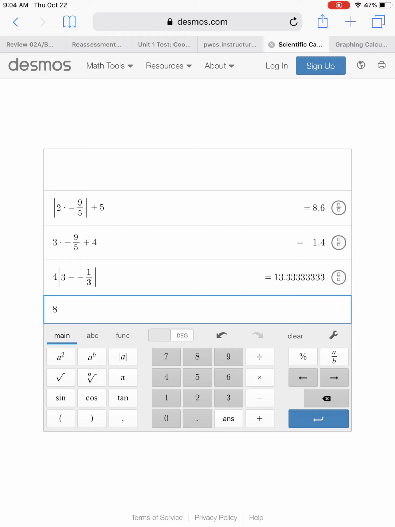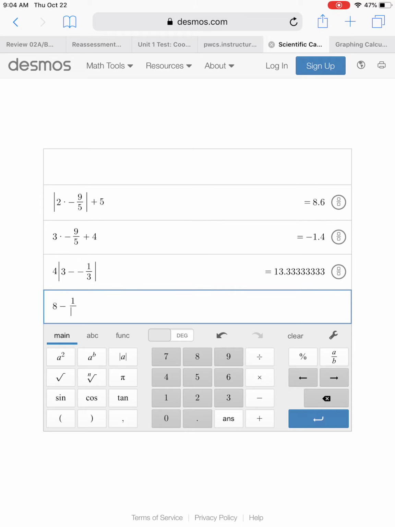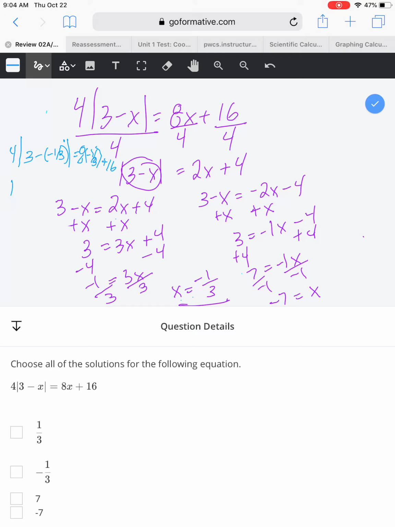8 times negative 1/3 plus 16. Oh no, this is minus. Sorry about that. So 8 times negative 1/3 plus 16, I end up with the same answer, which is 13.3 repeating. So I know that I'm going to have 13.3 repeating on one side equal to 13.3 repeating on the other side. So therefore, I know negative 1/3 is a solution.